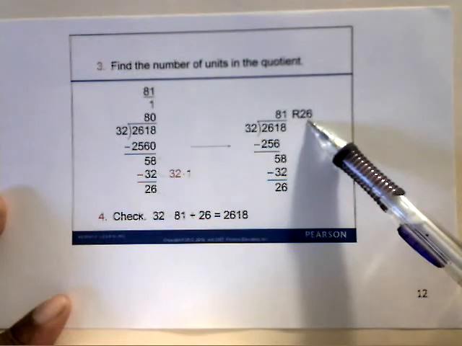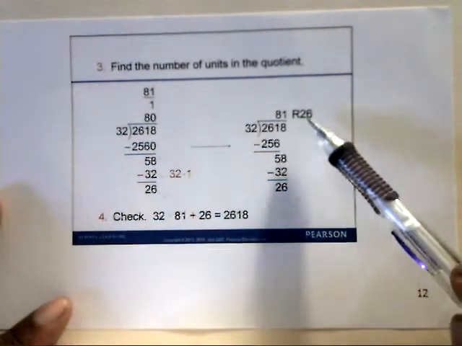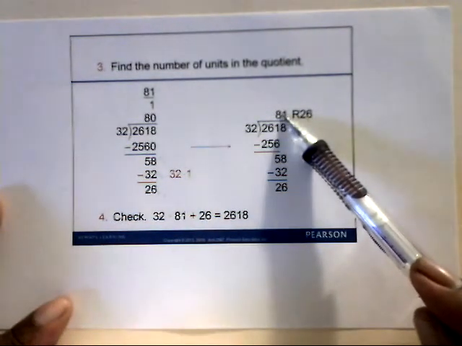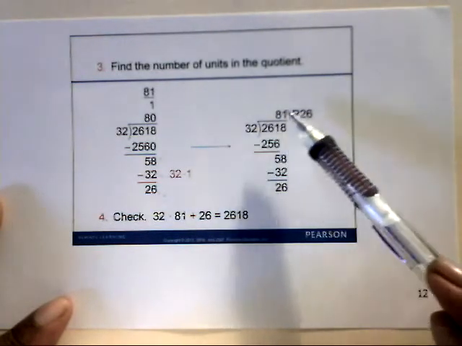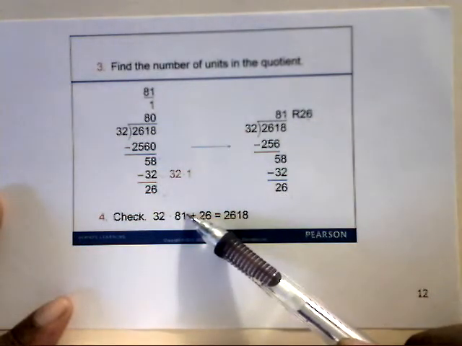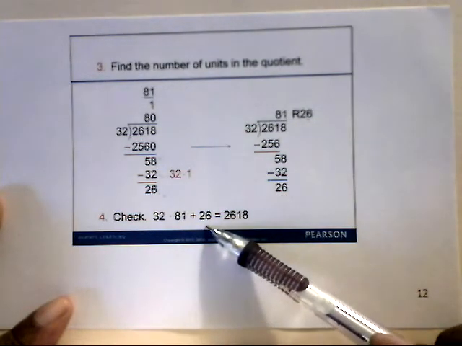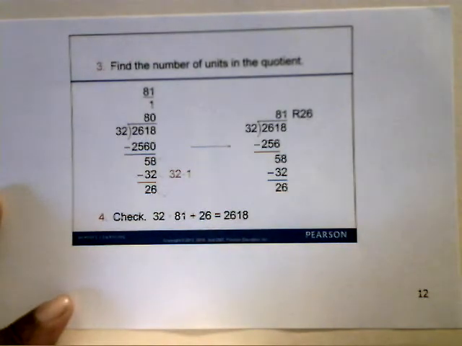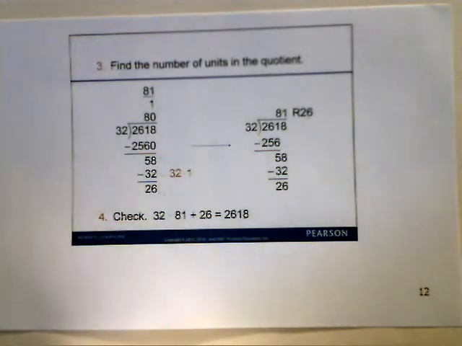81 remainder of 26. To do the check, you always take the quotient, multiply it by the divisor, and add the remainder. Take 32 times 81 first, then add 26 to it, and you'll get 2,618 as the dividend. So that tells you that the correct answer for that problem will be 81 with a remainder of 26. And that would conclude this particular section on the algorithms for whole number multiplication and division.